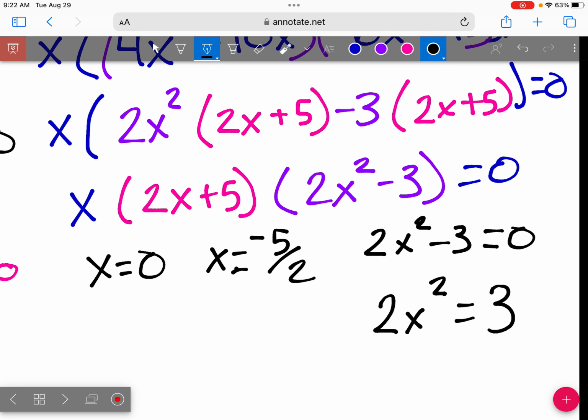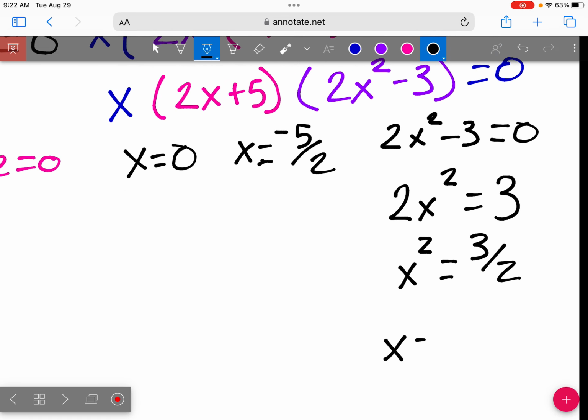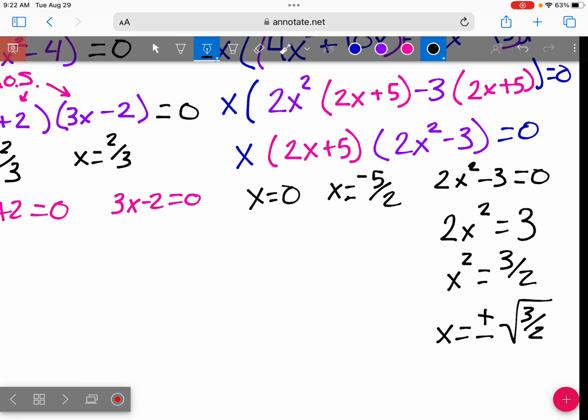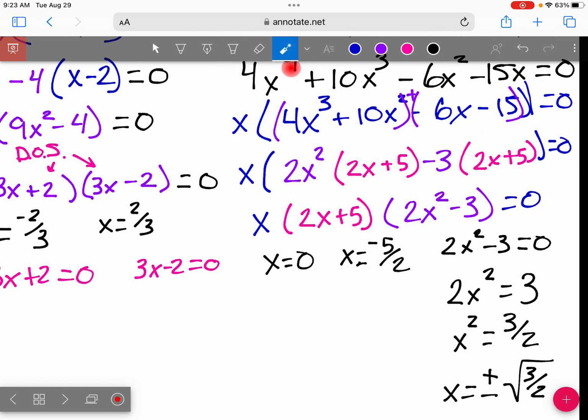Add 3 to both sides. So x squared equals 3/2. So what does x equal? What needs to be in front of it? Plus or minus square root of 3/2. Whenever we are taking the square root like this, you've got to include that plus or minus. Because our original equation is x to the 4th, which means we need 1, 2, 3, 4 solutions. Okay?